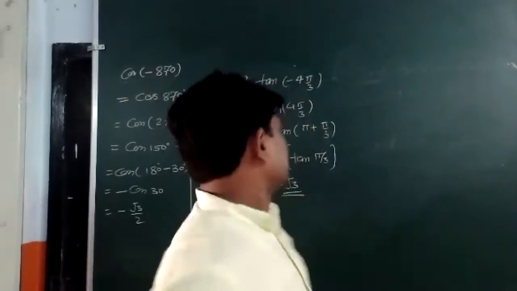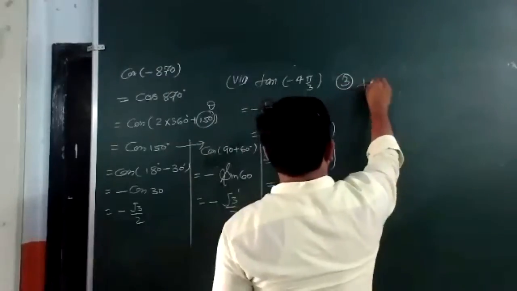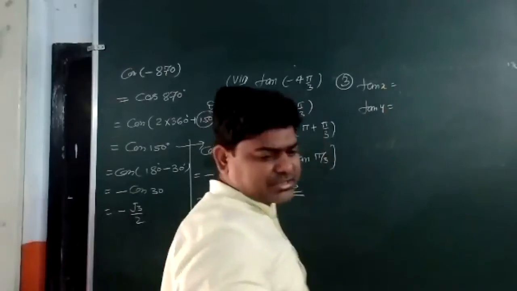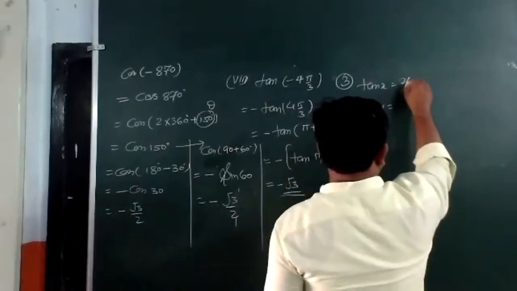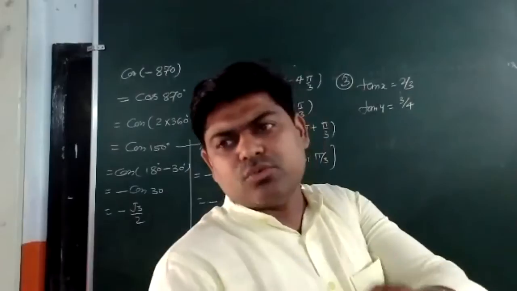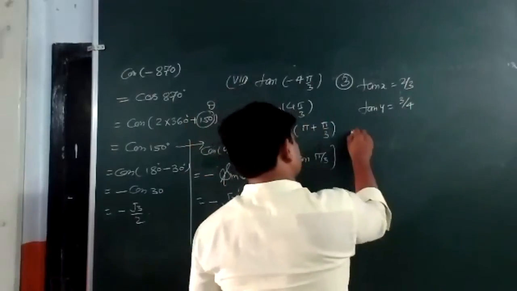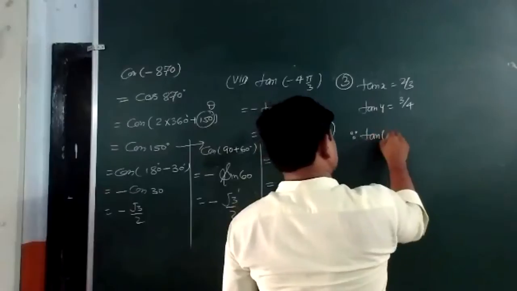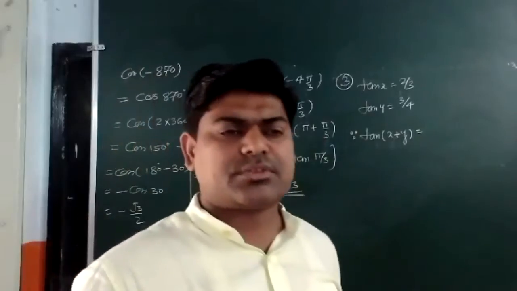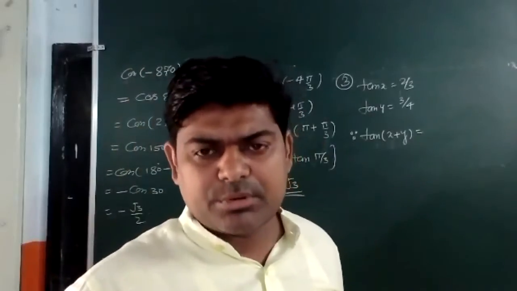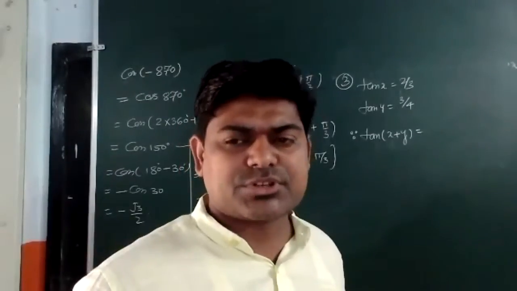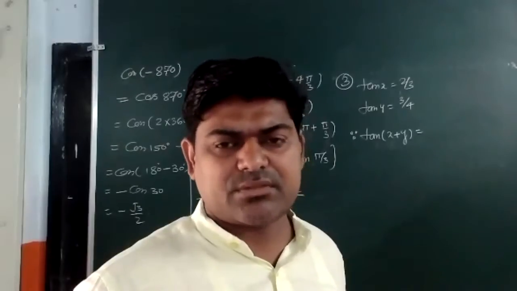Question number 3 is where the values of tan x and tan y are both given. tan x is given as 2/3 and tan y is 3/4. You have to find the value of tan(x + y). Now tell me one thing. In the starting of today's class, we discussed the formula of tan(x + y). If you remember, I wrote there that tan(x + y) is equal to (tan x + tan y) upon (1 − tan x tan y).